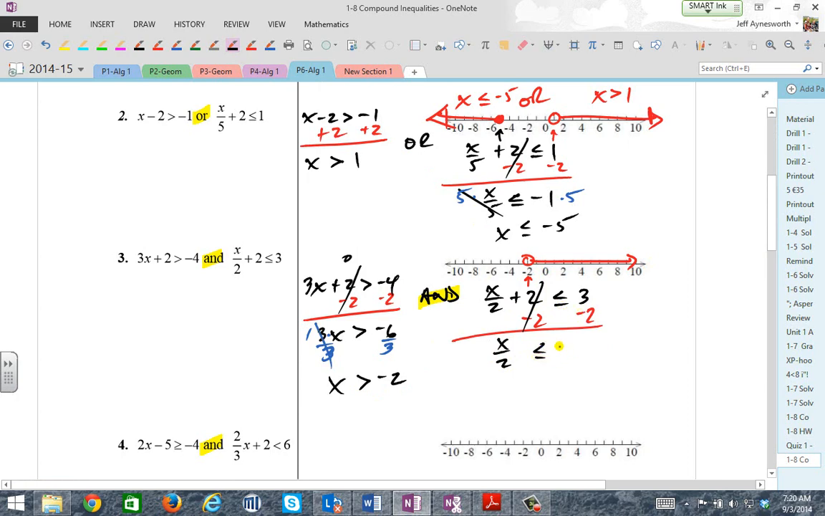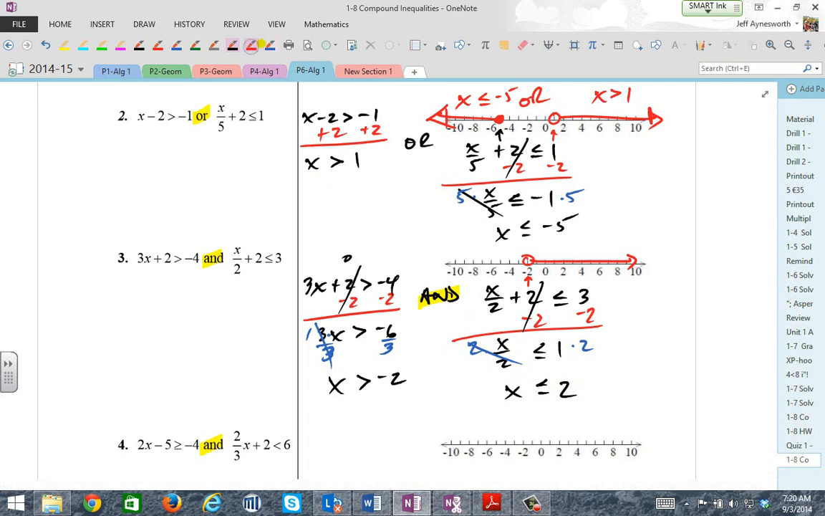1. We have to times 2 on both sides to clear your fractions, and you've got x is less than or equal to 2. Now, let's put that in. So x, here's your reference point 2. It's less than or equal to, so it's closed here. Go above it, and all numbers less than or equal to 2 go to the left.